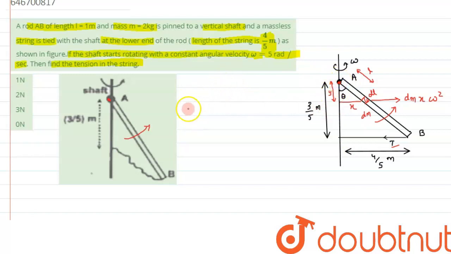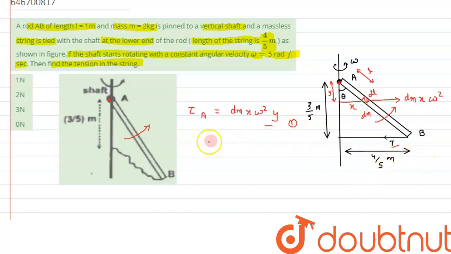So the balancing torque about point A will be given by the formula dm x omega square into y. Torque is nothing but force into the perpendicular distance. The perpendicular distance from this hinge is y, and the force is dm x omega square. Let's suppose this is our equation number 1.